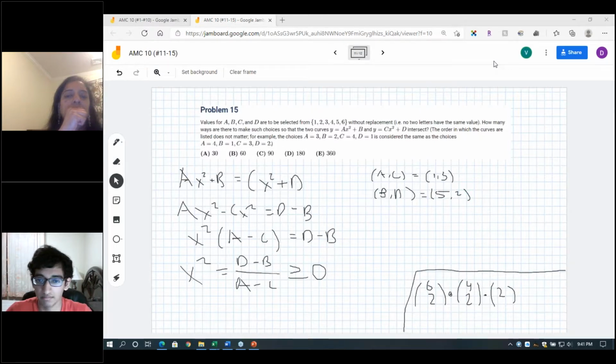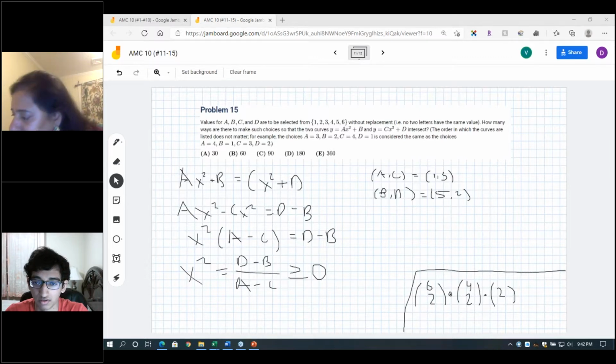So let's say that b and d is 5 or 2 without any order. So we can either construct this such that a minus c is negative and b minus d is negative, or d minus b is positive and a minus c is positive. Hopefully it's clear why there are two ways this can happen.